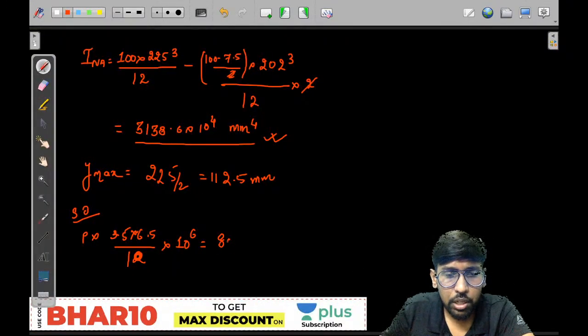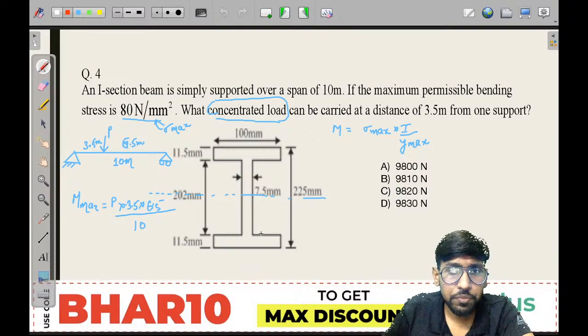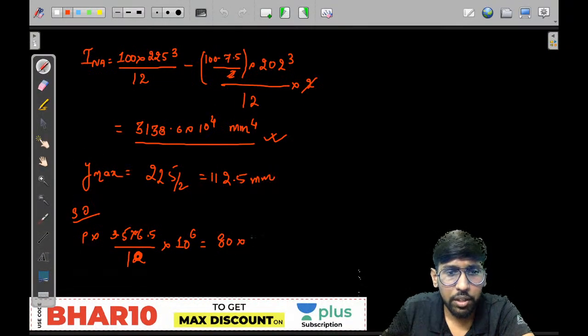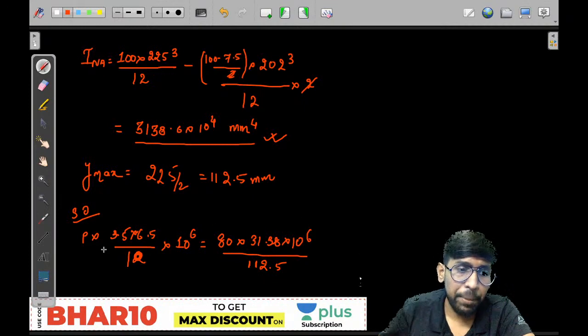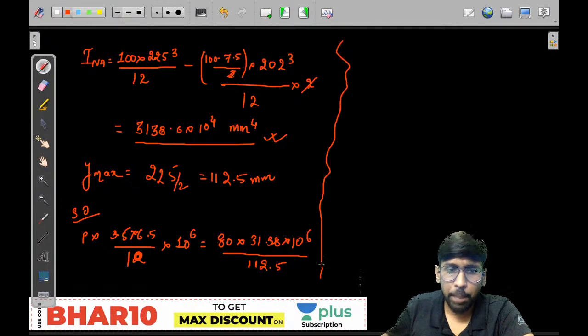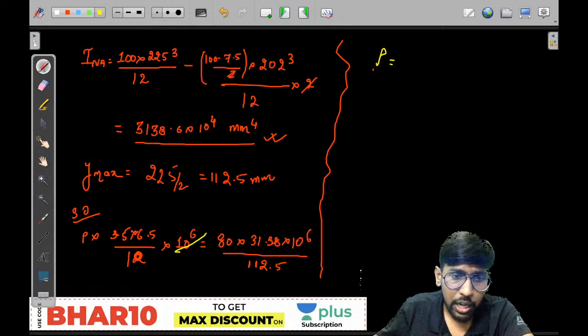That is 80, multiplied with I by Y. So I is 31.38 into 10 power 6, and this is divided by Y max, that is 112.5. Give me the value of P. The P you are going to get in kilonewton. This 10 power 6 and 10 power 6 cancel out.